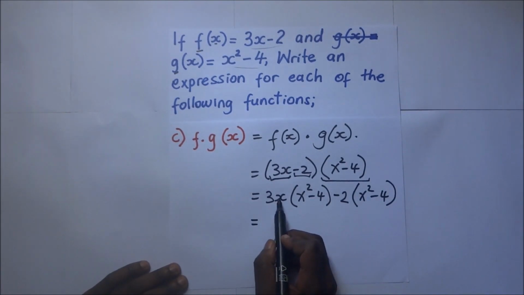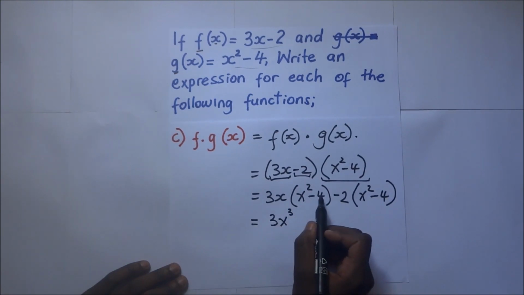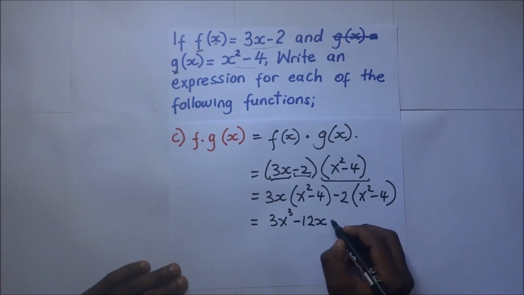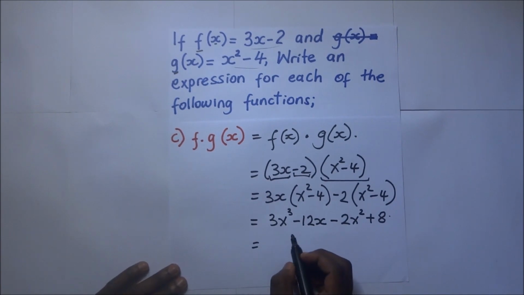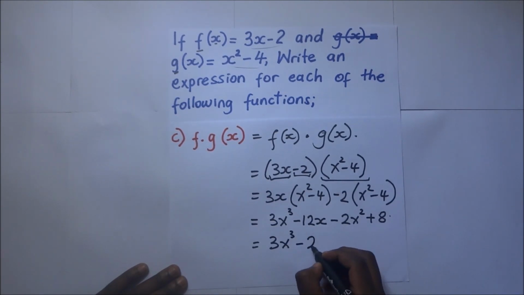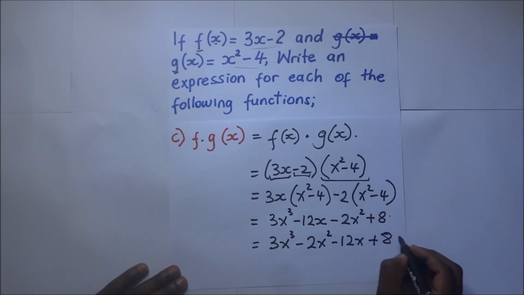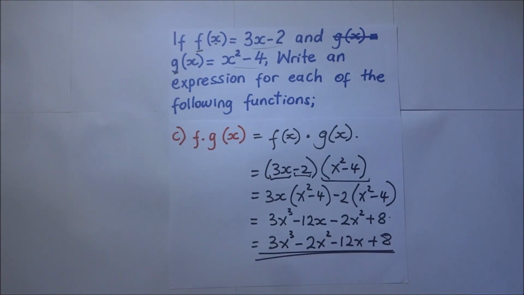So opening brackets, 3x times x squared is going to give us 3x to the power 3. 3x times negative 4 is going to give us negative 12x. We have negative 2 times x squared giving us negative 2x squared. Then we have negative 2 times negative 4 giving us positive 8. We go ahead and rearrange this to make it simpler. This becomes 3x cubed minus 2x squared minus 12x plus 8. And we can't simplify it any further than that. That's our answer right there.